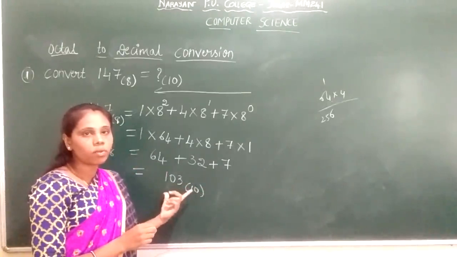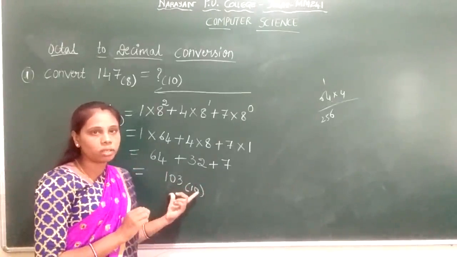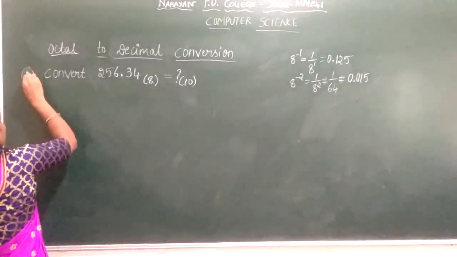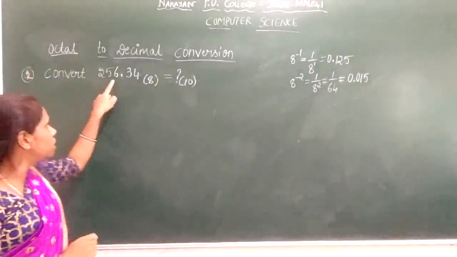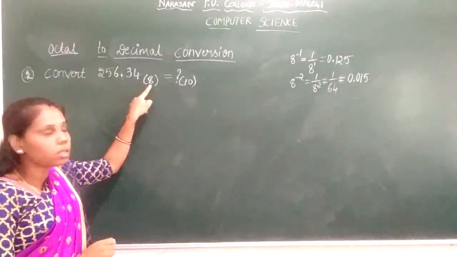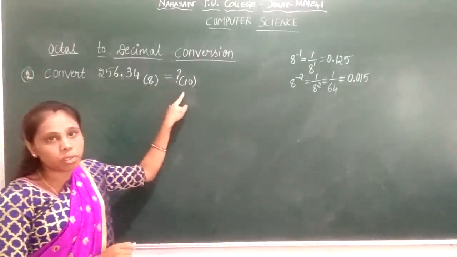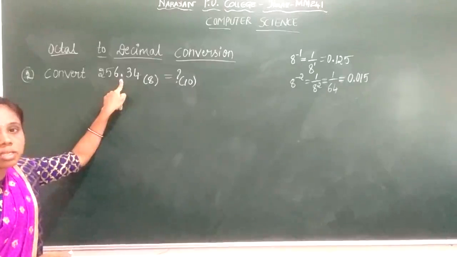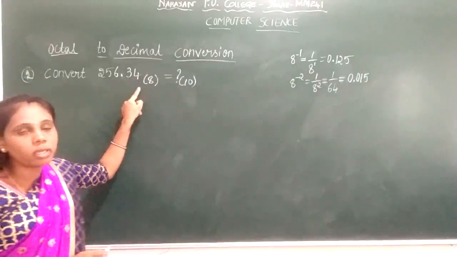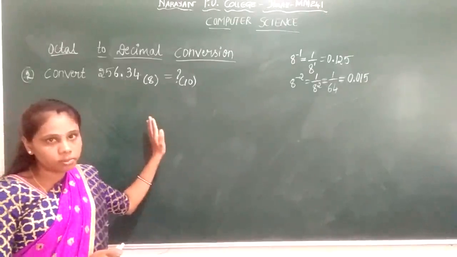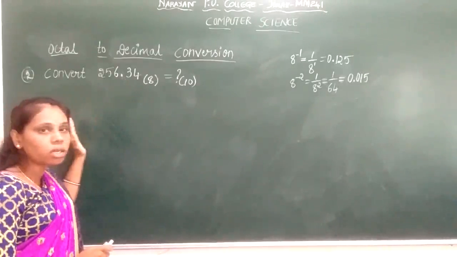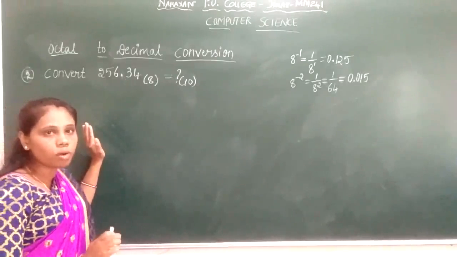Now we will see when we have a fractional part and decimal point. Okay, now take the next problem. Second problem, that is convert 256.34, that is an octal number, you should convert to a decimal number. When you have the decimal point, as I told, after the decimal point the powers will start from a negative sign, that is -1, -2, -3, and before your decimal point the powers will be positive.